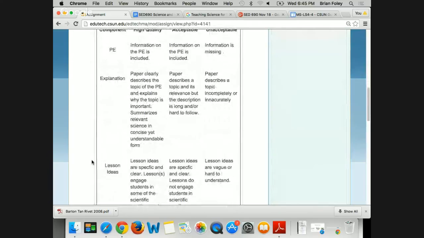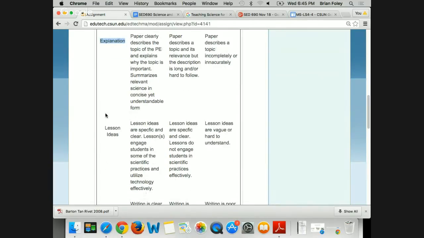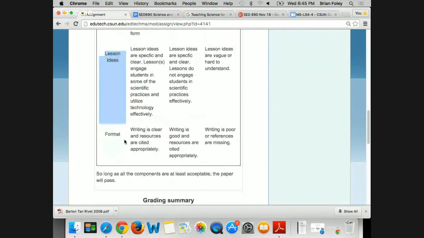Yes, exactly, a PE. Okay, so I'll put a little rubric on here so you get a sense. I don't have any examples for you because we've never done this before. So I did a rubric instead, so you can see the parts that you want to do. We've got describing what the PE is, those parts, and then lesson ideas. You want to have high quality work, and the formatting needs to be clear.